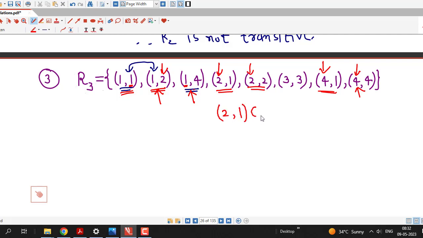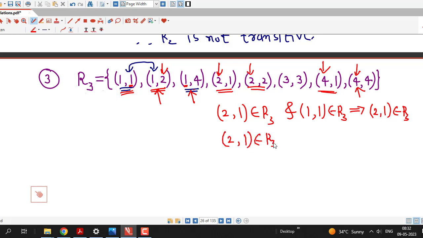Now we come for this. Here I should write (2,1) belongs to R3 and I have to write that pair whose first component is 1. So that is all these 3 pairs. (1,1) belongs to R3, so this must imply (2,1) belongs to R3. So that is fine, (2,1) is in R3. Now we search for another combination. (2,1) belongs to R3 and again (1,2) belongs to R3. So this must imply (2,2) belongs to R3. So that is present here.